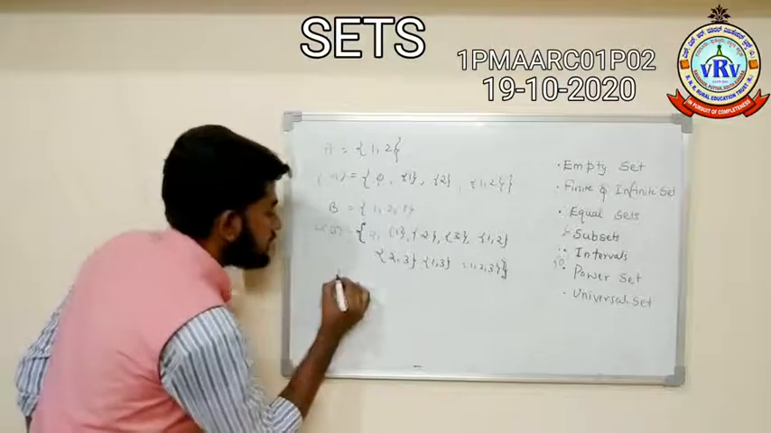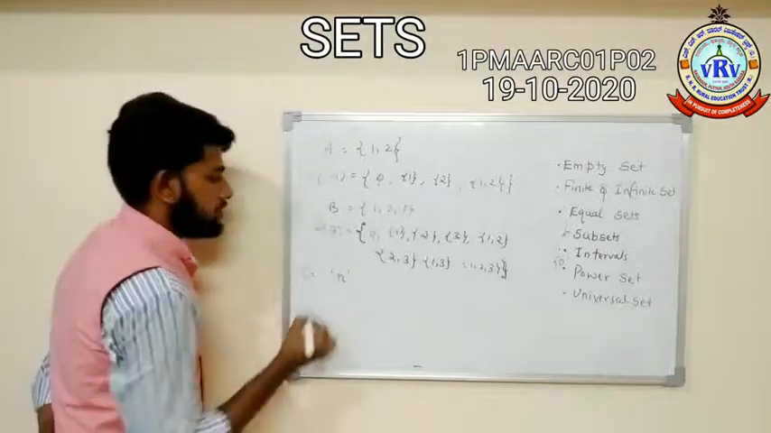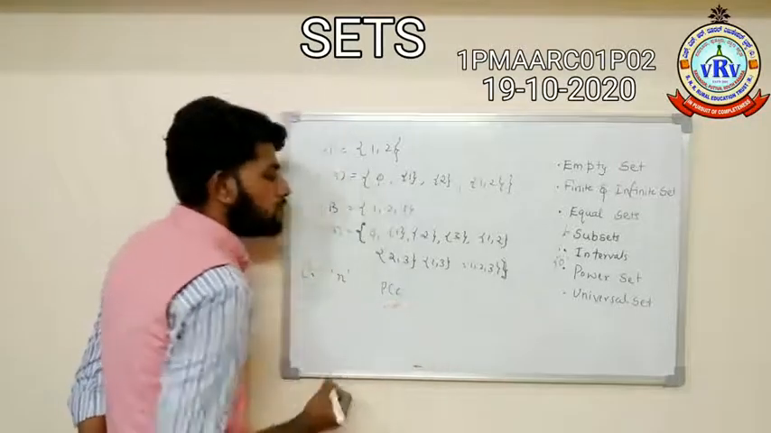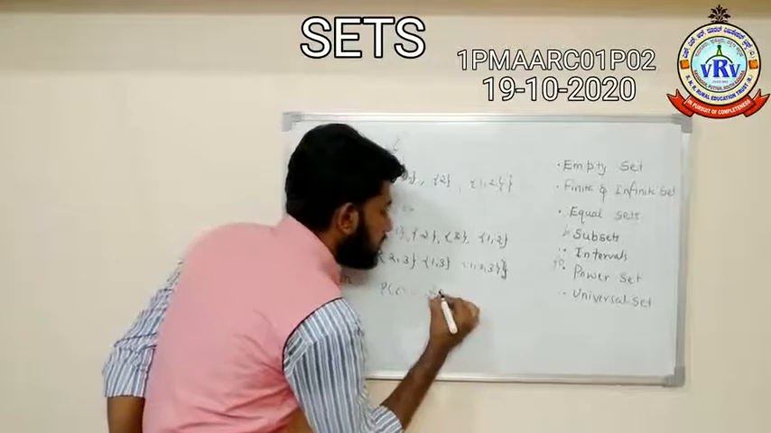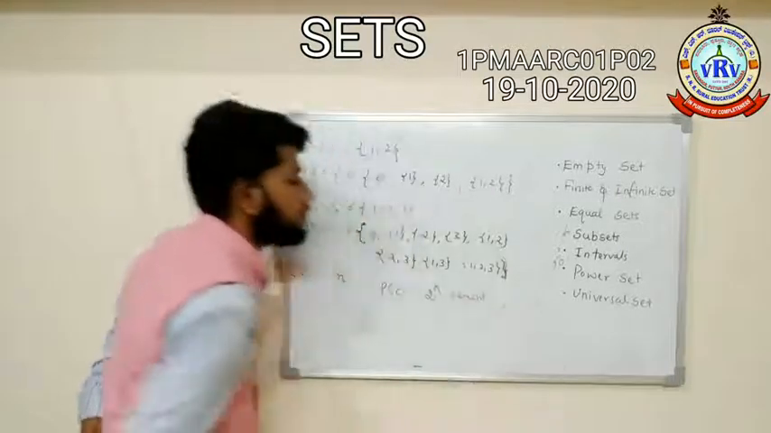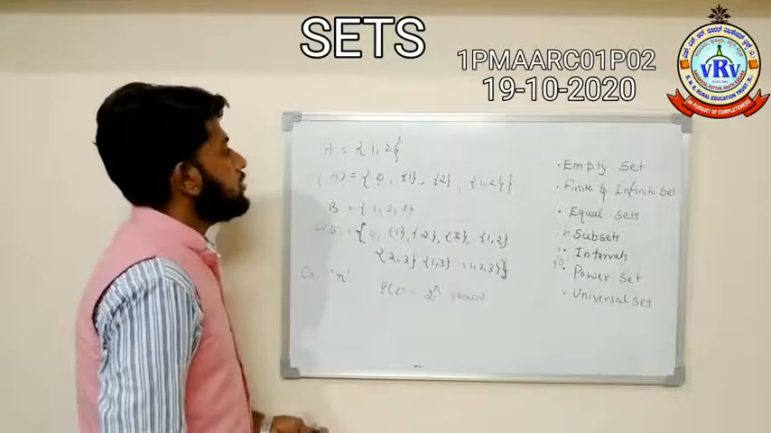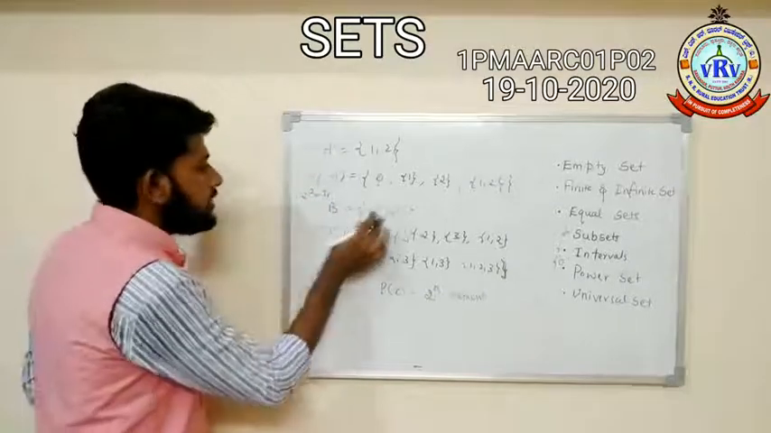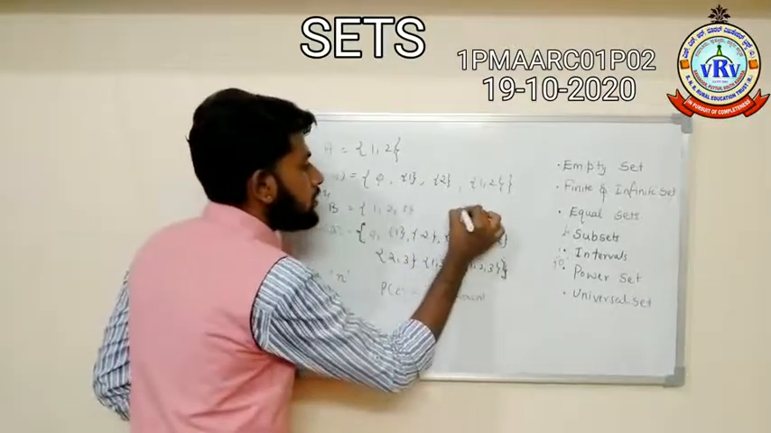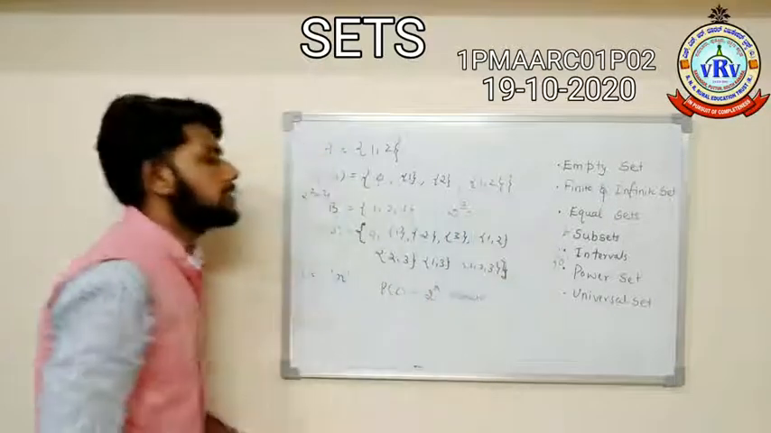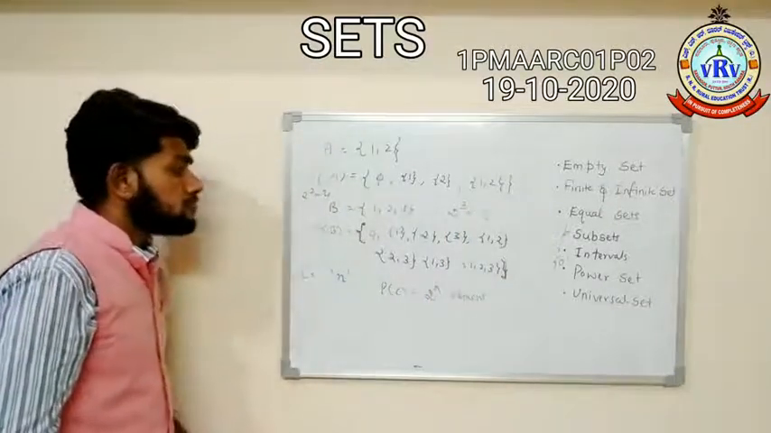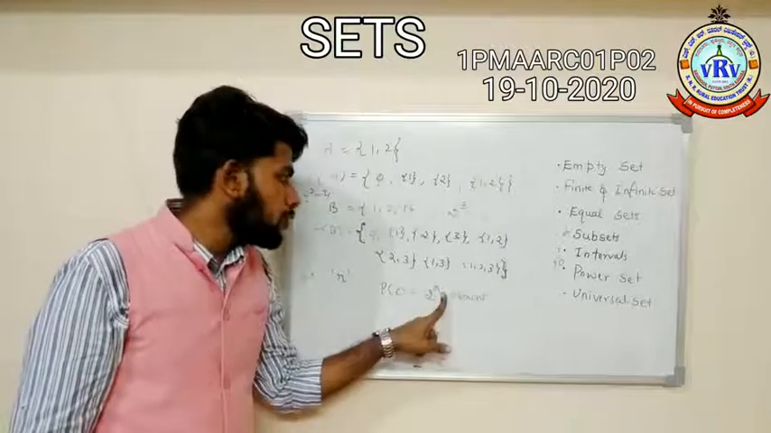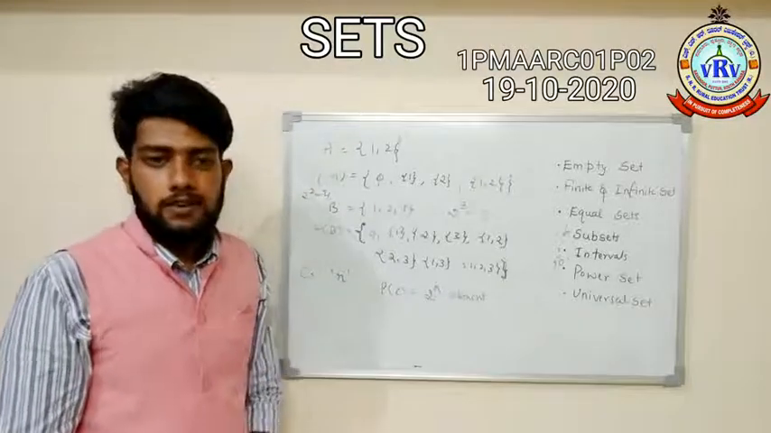So if you consider n elements in the set C, then the power set of this set C contains 2 power n elements. For A with 2 elements, P of A should have 2 squared, that is 4 elements. B has 3 elements, so P of B has 2 power 3, that is 8 elements. If C contains 4 elements, then P of C has 2 power 4, that is 16 elements in the power set.